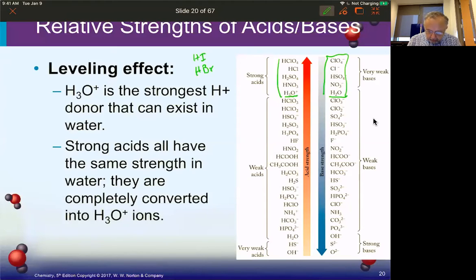But if you go to weak acids, then you're going to find that part of it dissociates, part of it doesn't. So among the weak acids, these are the stronger, not strong acids, but stronger weak acids. And these are the weaker weak acids. They dissociate the least.